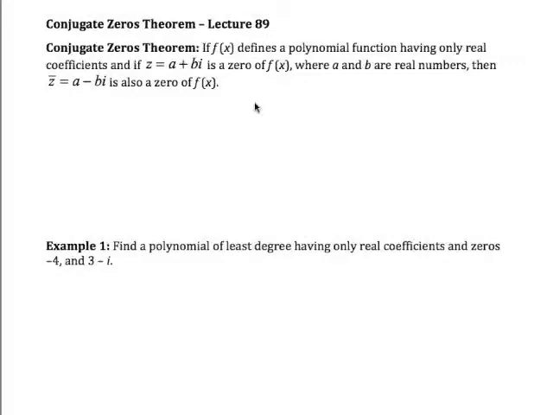Okay, in this lecture we're going to talk about another theorem that helps us to find zeros. This is called the conjugate zero theorem because remember we had the fundamental theorem of algebra that said that any polynomial of degree 1 or more has at least one complex zero. So what if we do have a complex zero? For example, z equals a plus bi as a zero. Right, well we're going to use a fact about conjugates.